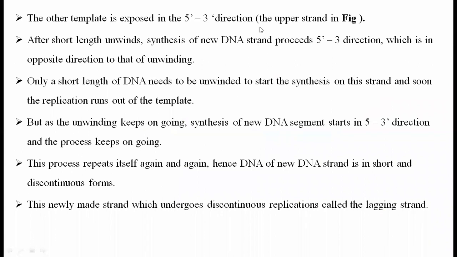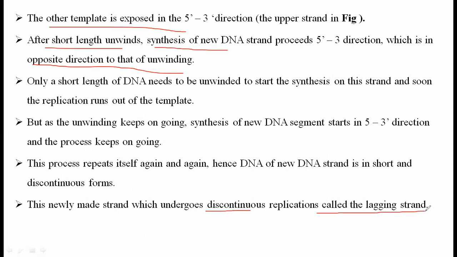तो ये जो मैंने आपको एक्सप्लेन किया वही मैंने यहाँ लिखा है for your reference. 5 to 3 direction: after a short length unwinds, synthesis of the new DNA proceeds, which is opposite to that of the unwinding. So this is what discontinuous. This is called as lagging strand, the discontinuous replication.